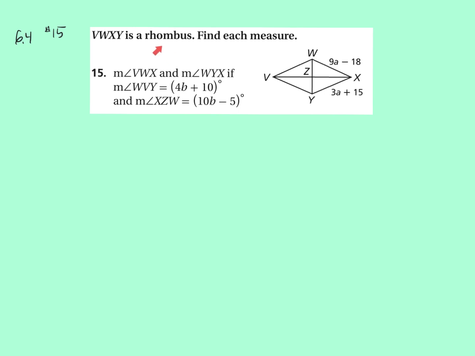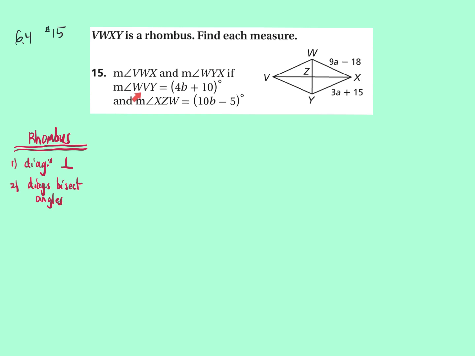All right, what do we know about rhombuses? We know that if it's a rhombus, the diagonals are perpendicular. We also know that the diagonals will bisect the rhombus's angles. All right, so if the measure of angle WVY is 4b plus 10, let's identify this angle in the picture.